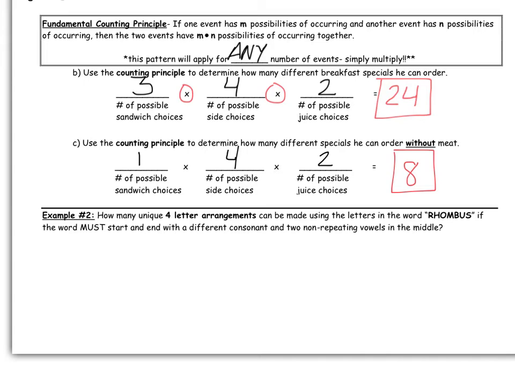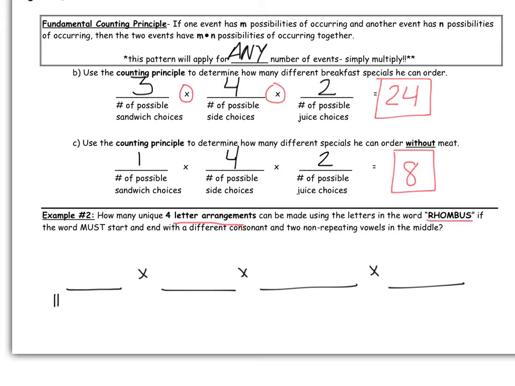Example 2. How many unique 4-letter arrangements can be made using the letters in the word rhombus if the word must start and end with a different consonant and 2 non-repeating vowels in the middle? Okay, so we need 4 spaces: 1, 2, 3, 4. And we're going to eventually multiply them together because that's what the counting principle says. So what is the first event? The first event would be the beginning. It said the word must start with a different consonant. Well, how many consonants are available?